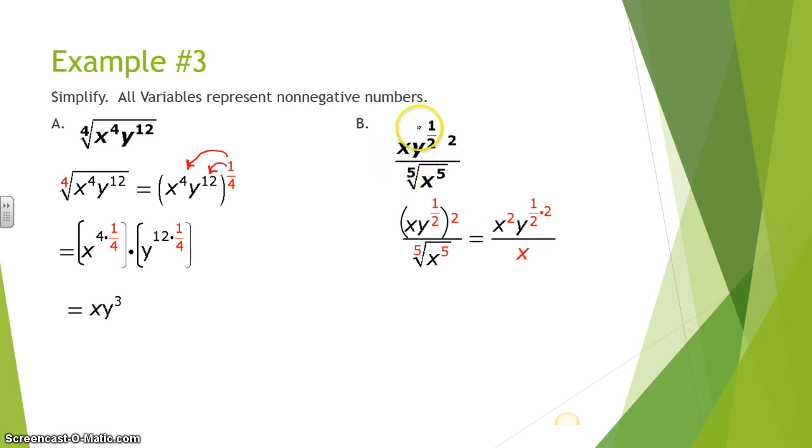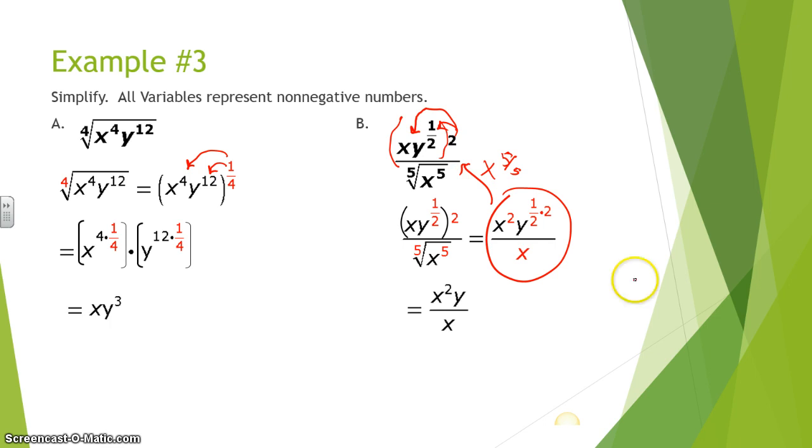Looking at the next one, we have x y raised to the 1/2 power, squared, sorry, there are parentheses missing there, over the 5th root of x to the 5th power. So how would we write this with the powers here? Well, we distribute, thinking of our exponent rules. This would be x squared times y to the 1/2 times 2, over x to the 5 over 5, which becomes x to the 1. So x to the 5 over 5 is the simplified version of that. Then we simplify it out, so we get x squared times y, since 1/2 times 2 is 1, over x, and that would be my final answer.